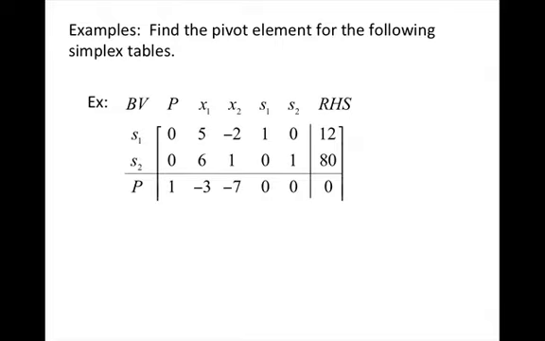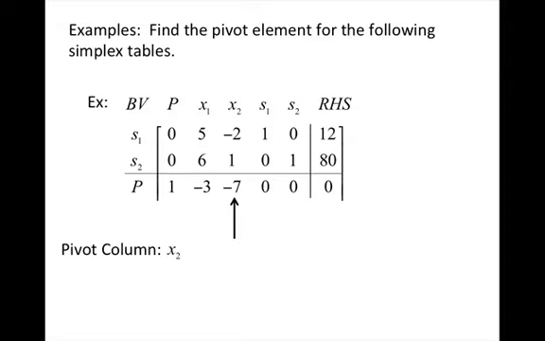Now in the next example, I have a 1, a -3, and a -7 and zeros in my final row. The -7 is the smallest one. So that means my pivot column is x sub 2, since the -7 is in the x sub 2 column.